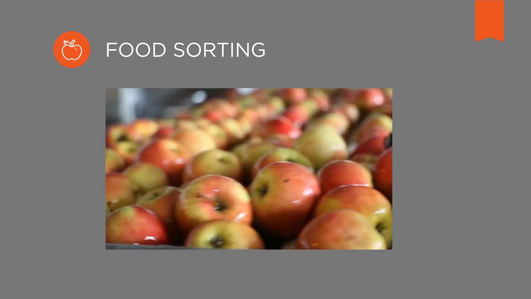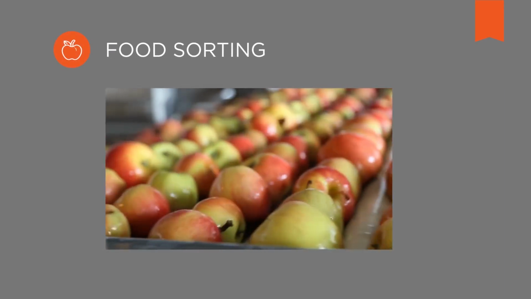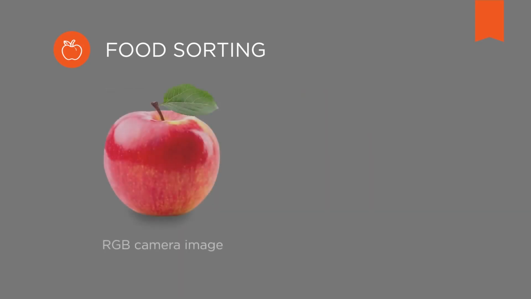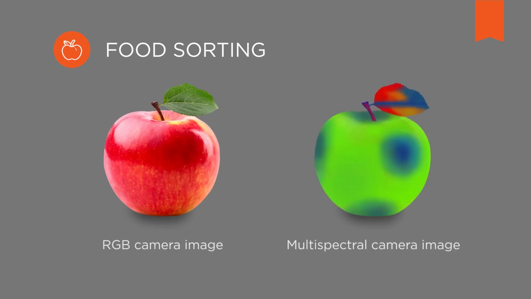Have a look at these apples, for example. Traditional RGB cameras can detect whether the apples are damaged or have red blemishes. Multispectral cameras, however, are able to detect even the slightest dent in the apple. They can see if one part of the apple is softer than others.